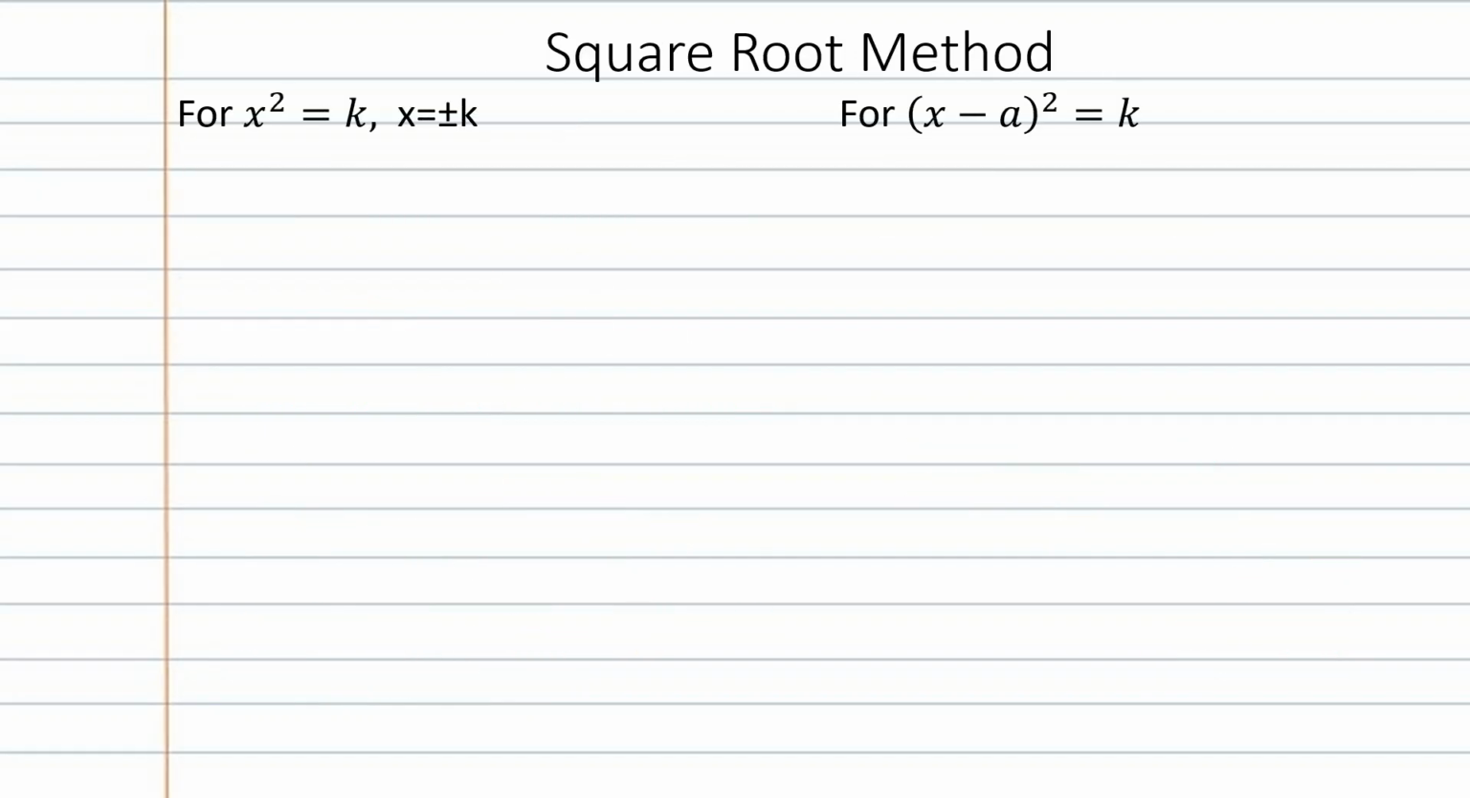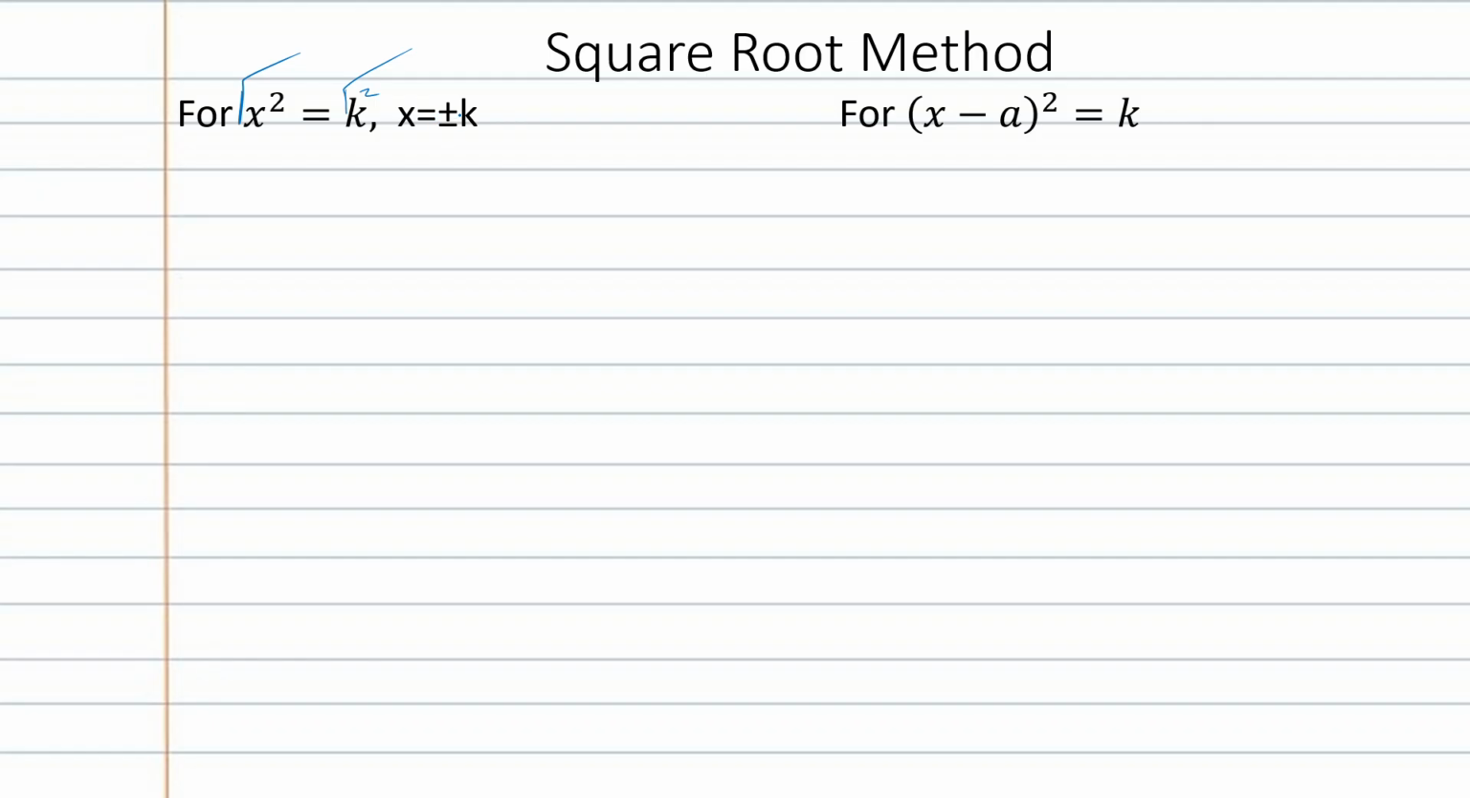Now, how about the square root method? That's what we'll look at next. Now, if we wind up in a scenario where we have x squared equal to some k, that means that x has to equal either plus or minus the square root of k. Essentially what you would be doing is taking the square root of both sides, right? I had an error here.